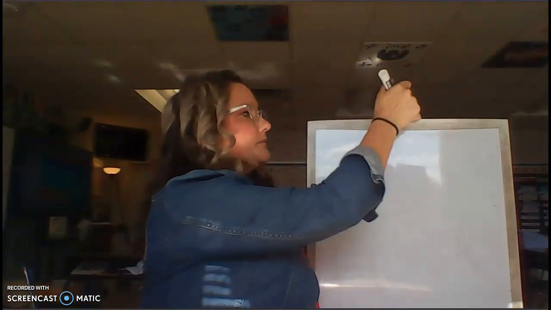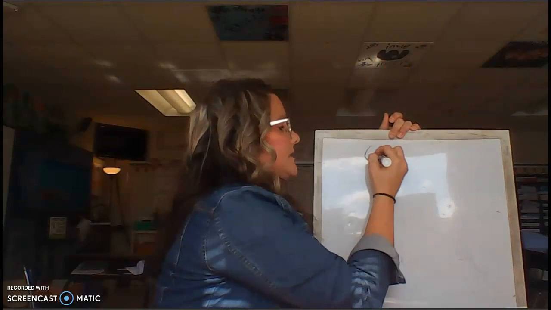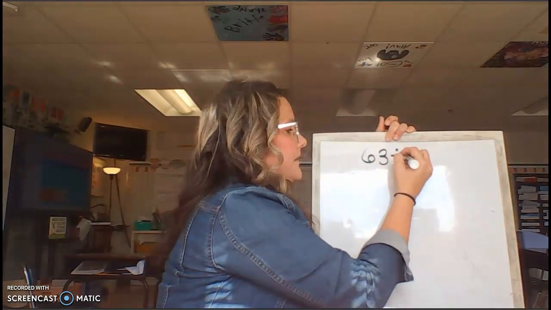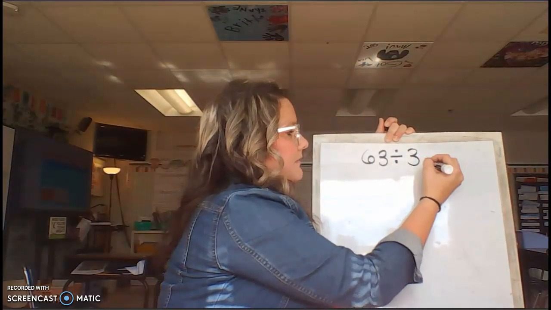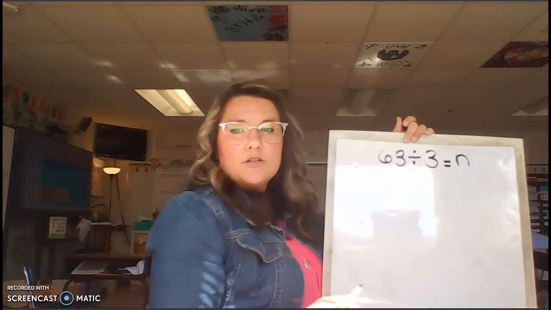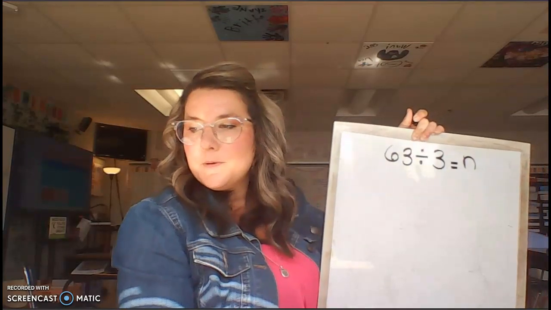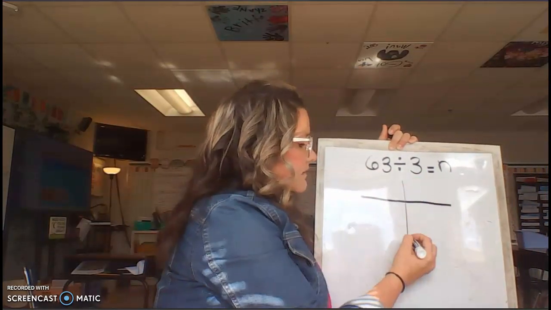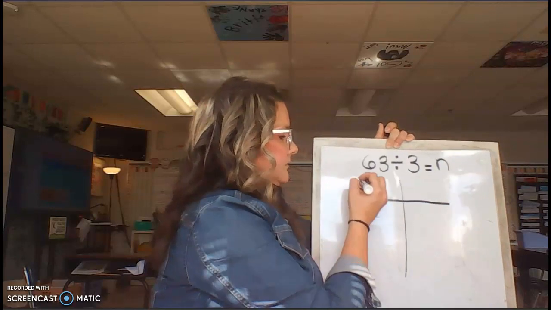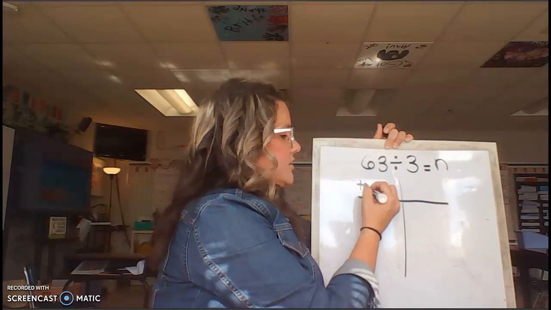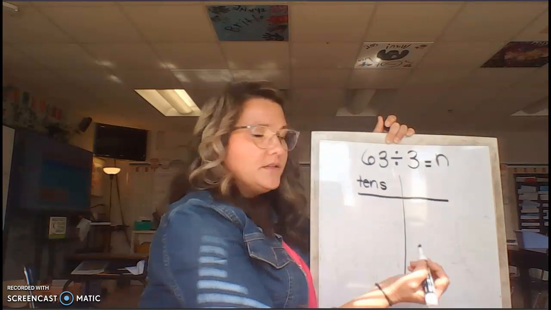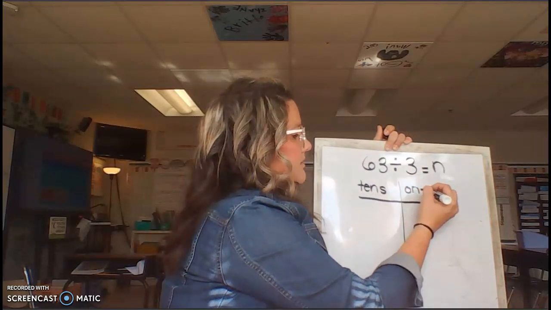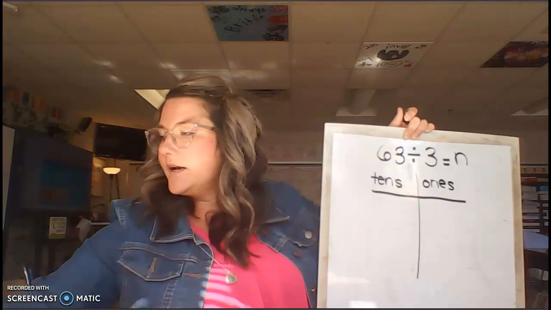So I'm going to make my screen bigger so you can see me and you can see my board. So I'm going to write 63 divided by 3. And we're going to put in n because we're trying to find some number, okay? All right, so I'm going to start by drawing my place value chart. You can just put T for tens, but I'm going to spell it out so I know, because you know how sometimes I get confused.